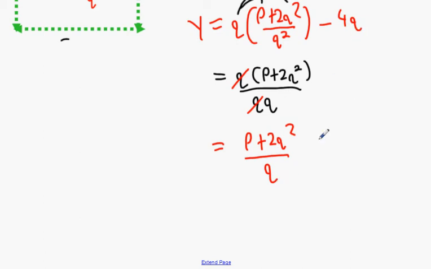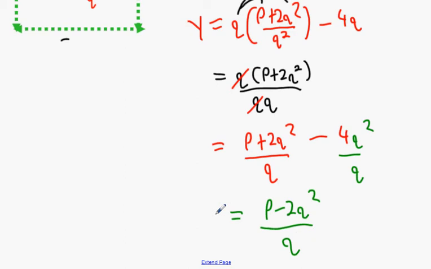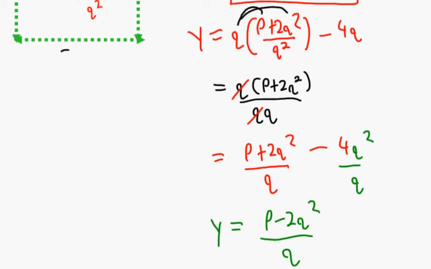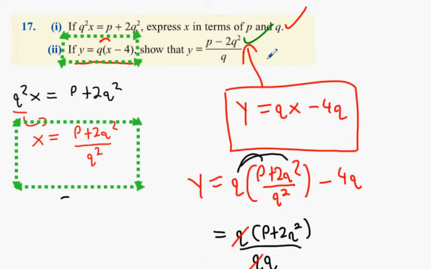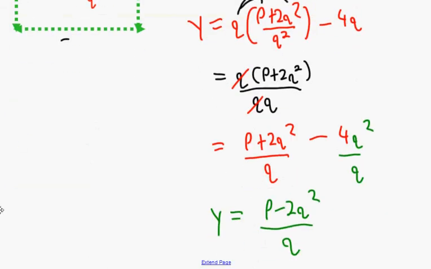What's the problem with the 4q? Do they have the same denominator? No. So put an extra 1, top and bottom. What's 4q? 4q squared. Finally, what's 2q squared minus 4q squared, all over q? Is that what I was asked to prove? Yes, it was. Okay, done. So that's a good question. Ready to move on?